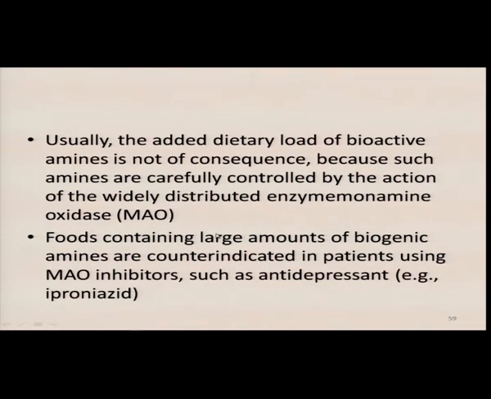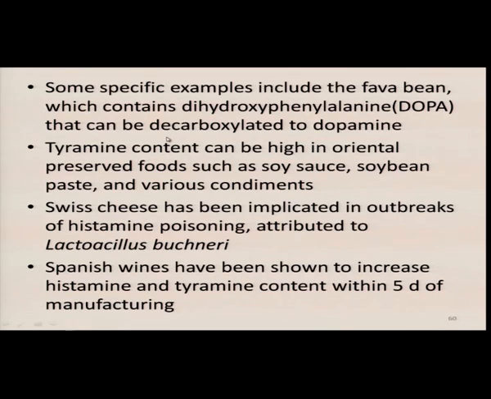Food containing large amounts of biogenic amines is contraindicated in patients using MAO inhibitors such as antidepressants. If you suspect that you have consumed a huge amount of food containing biogenic amines, then if you can use MAO inhibitors like antidepressant drugs, the symptoms will not be produced. A typical example used is the antidepressant iproniazid.